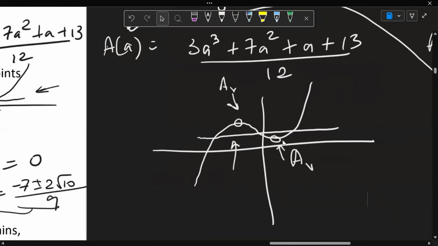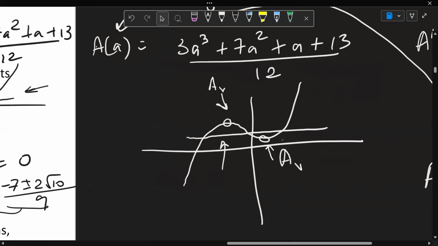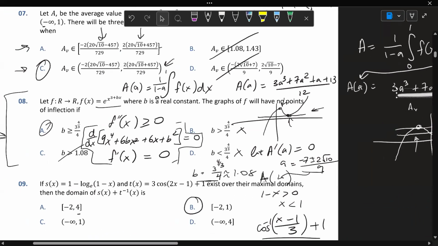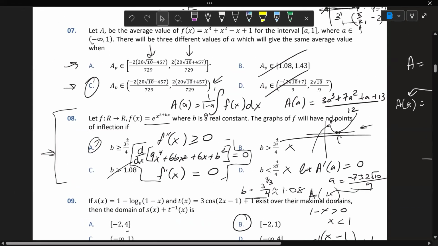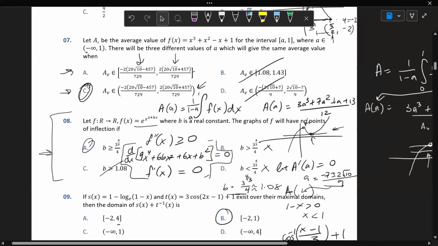So if you look back here, it's round brackets we're using here because when you draw the line through this point, it will only intersect twice, not three times. So there isn't three different values of a for that average value. Therefore, we have to use round brackets here because we're not including the maximum and minimum points. Therefore, the answer is C. Does that make sense?